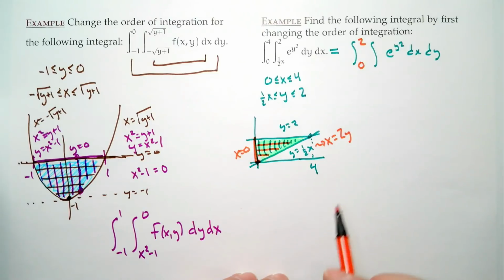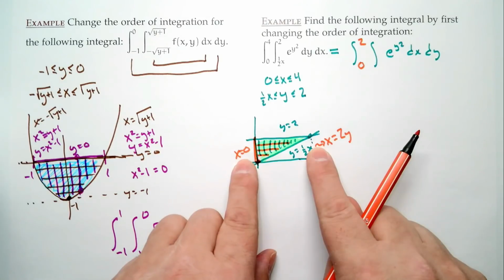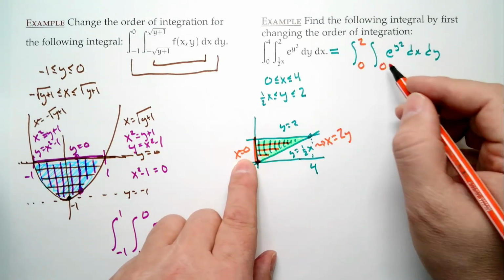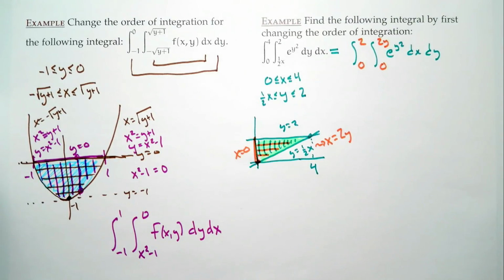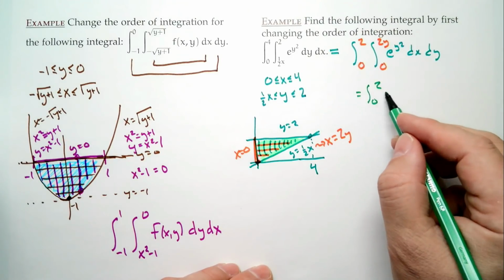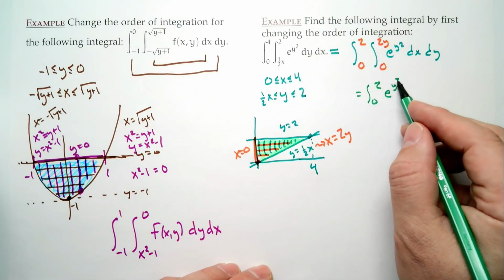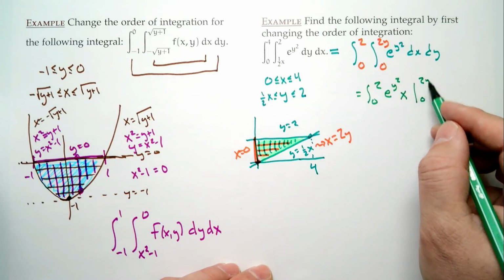Well, how about for x? Well, I go from left to right. Left curve is 0, x equals 0. Right curve is 2y. So there's my new bounds. And now we integrate. So we get integral 0 to 2. And we've already said easy integral is just e to the y squared times x. Evaluate from 0 to 2y.